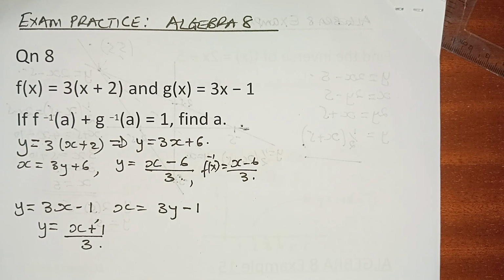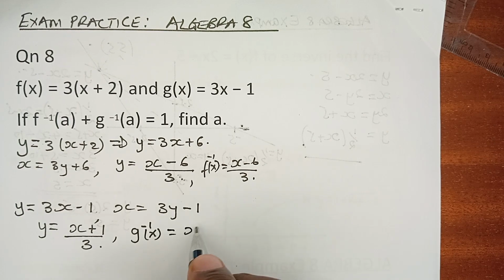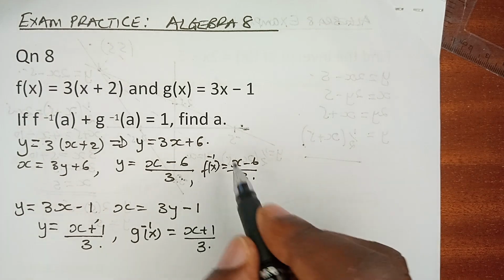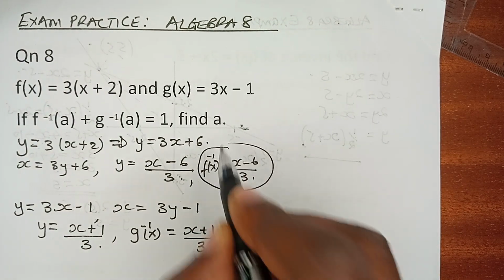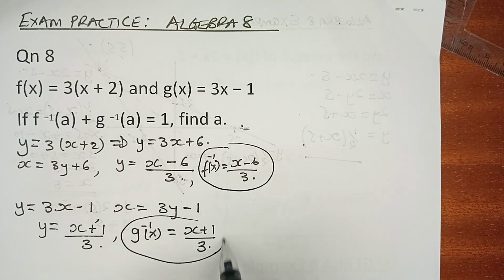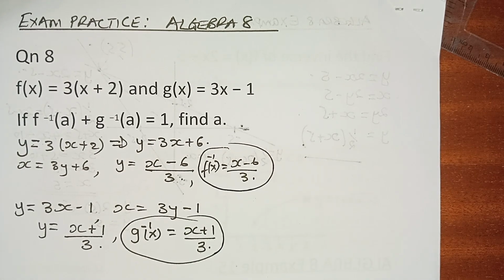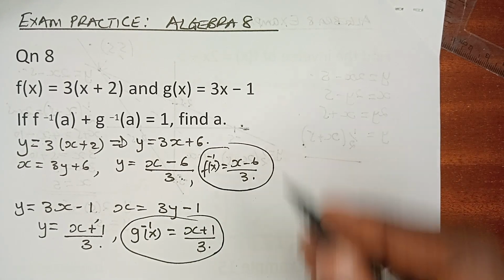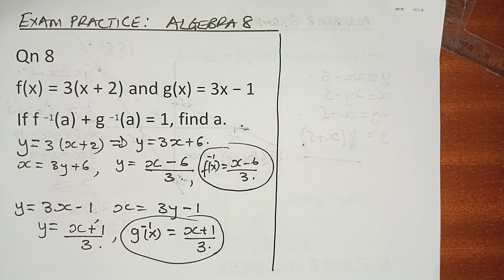It goes without saying that the inverse function according to g is g inverse of x = (x + 1) over 3. So we have two inverses. We have this and we have that. And we are told that when we add both of them, we have 1 as the solution.